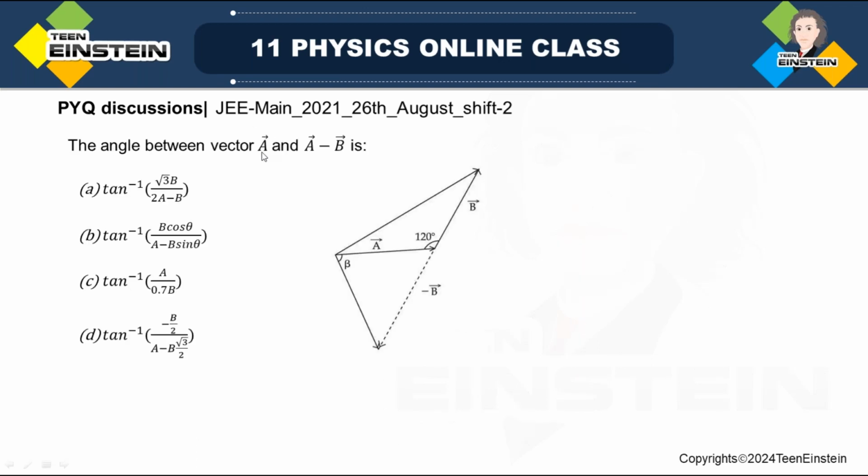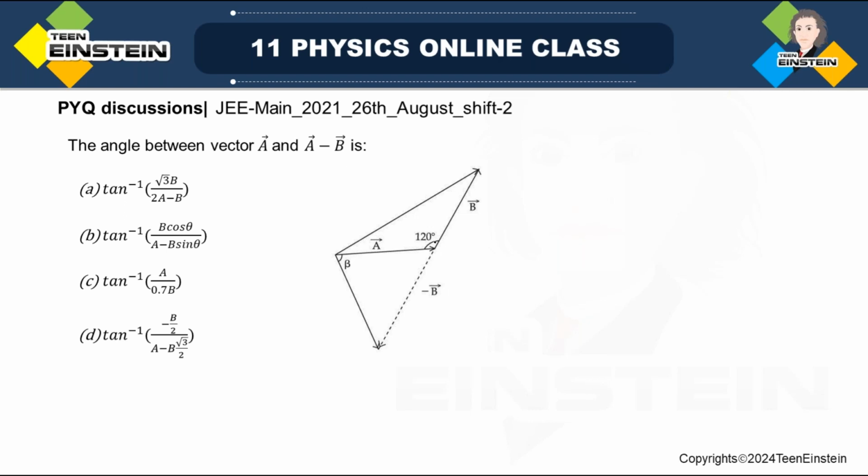So this problem is from vector. This is very important because one question may come from the vector section in the kinematics part. All right, so here the question is the angle between A and A minus B.